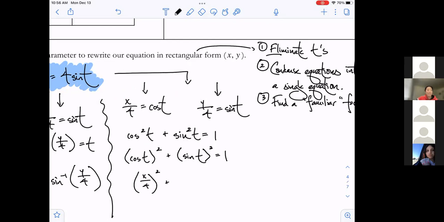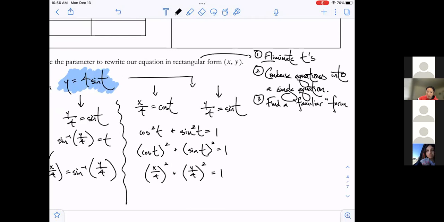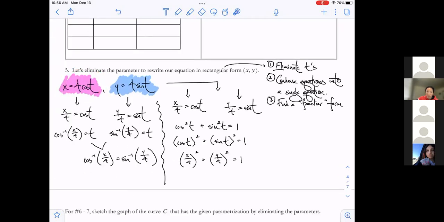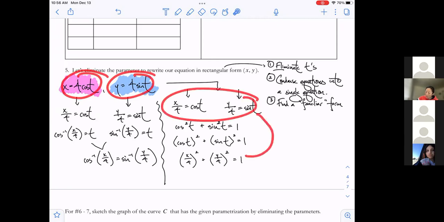What can I put in place of sine t? Y over 4. So x over 4 squared plus y over 4 squared equals 1. All I'm doing is taking my rewritten terms, where we divided by 4, and substituting them into one of the identities that we know.